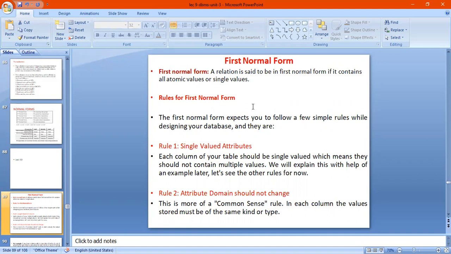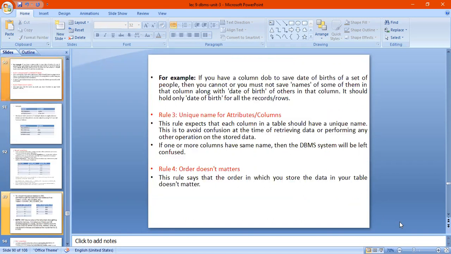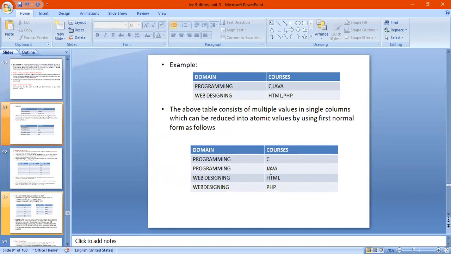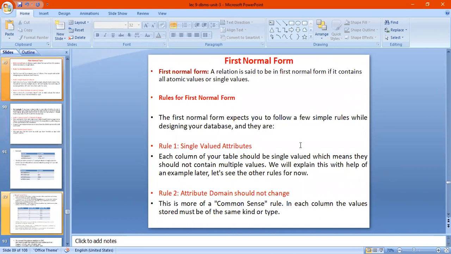The first normal form expects you to follow very simple rules while designing your database. Rule 1, single valued attributes. The domain should not change. Rule 3 is unique names for attributes and columns, and rule 4 is that order doesn't matter. We can go through these examples in the next class, where we have to start our first normal form.